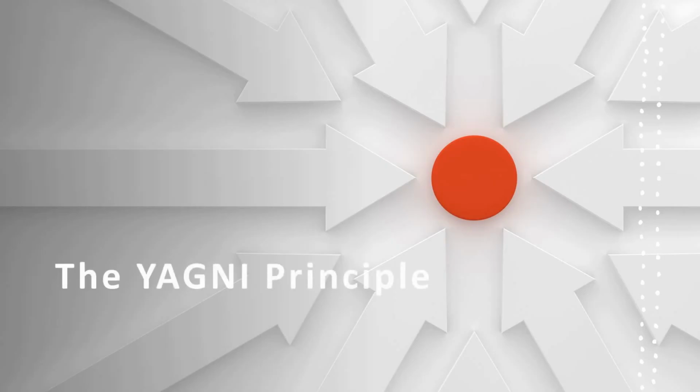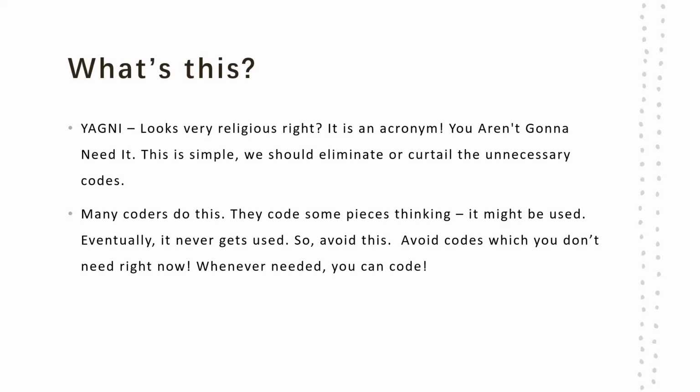The next one is very, very important. The YAGNI principle. It might look a little religious with the name. It is not so. YAGNI is nothing but you aren't going to need it. That's exactly what YAGNI is all about. This is simple. We are going to eliminate or curtail the unnecessary code. Many of us have the habit of super thinking and we think that tomorrow we may need this particular functionality, so let me write a small piece of code for it. Tomorrow you may not end up having that functionality at all. So please do not super predict and write code. Whenever needed, we can write it. Avoid super thinking and avoid additional writing. That's the point, and that's what YAGNI is all about.